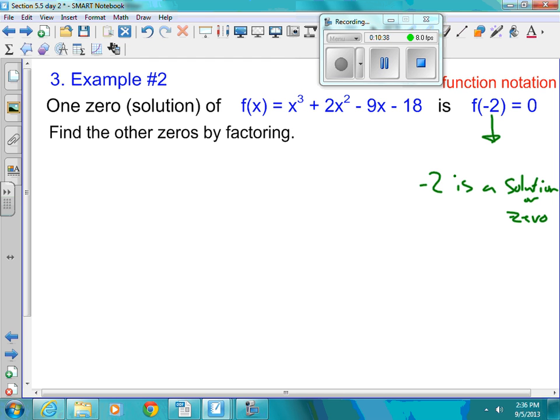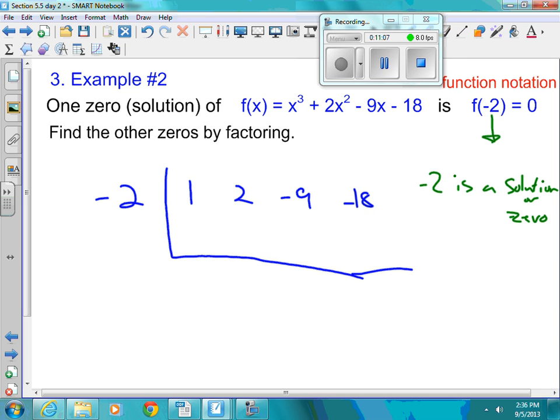Okay, so f of negative 2 equals 0 means that negative 2 is a zero. It makes the function equal 0. We're going to go through the same thing we did on the last example, just a little bit more at the end of the problem. So we start out the same way. 1x cubed plus 2x squared minus 9x minus 18 is the polynomial. We know that negative 2 is the solution, so there's no thinking about it.